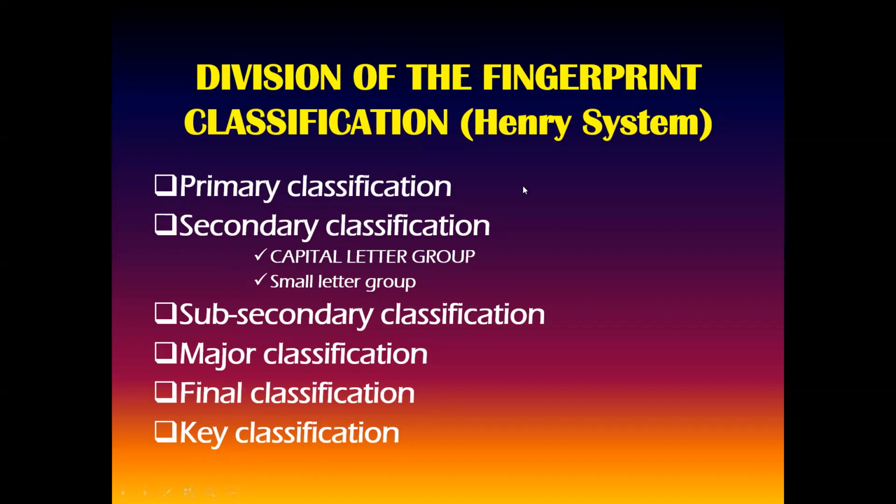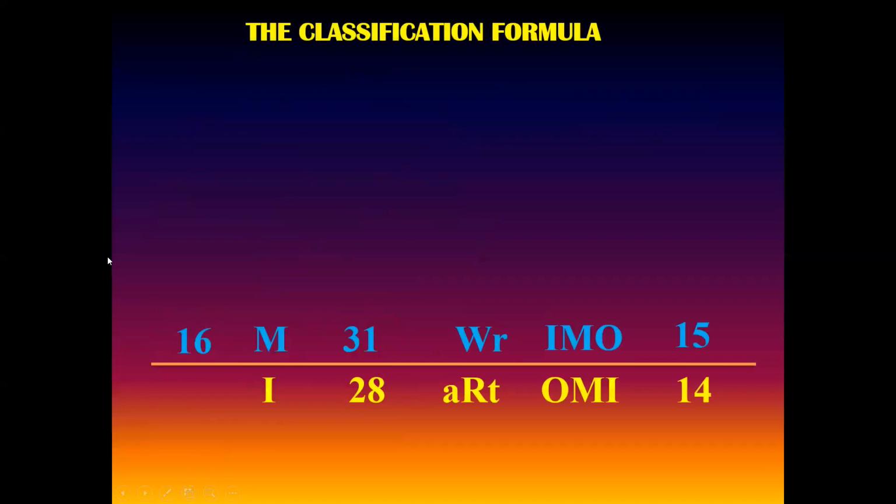So under secondary classification, we have two subgroups. We have there the secondary classification by capital letter group, which is intended for our index fingers only, and the small letter group intended for the other digits of our hands. So for us to understand further, this is how the fingerprint classification based on the Henry system would appear on the fingerprint card.